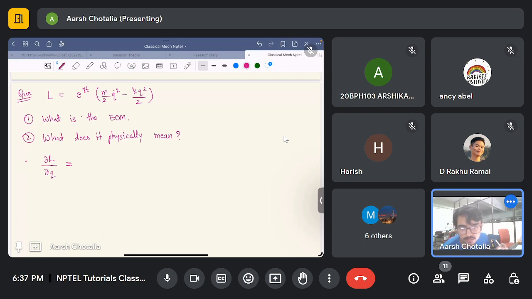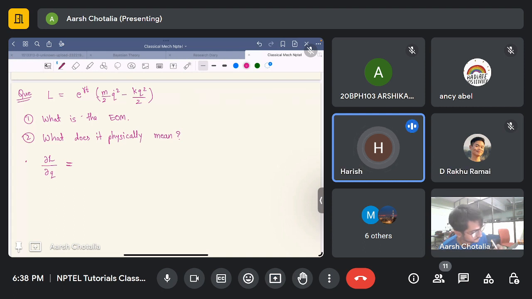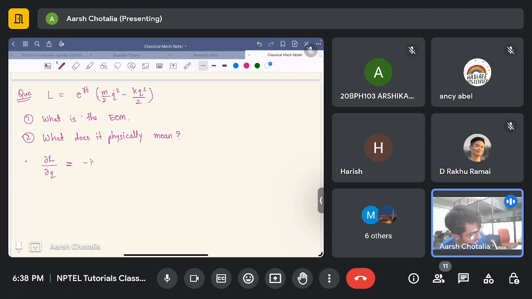Anyone? Harish, can you answer? Yes, minus kq e to the power gamma t. Perfect. Okay, what's the next thing we calculate? That is the derivative with respect to q dot.